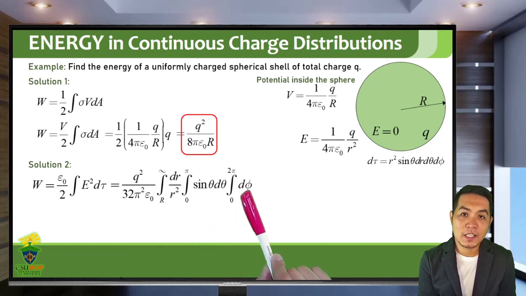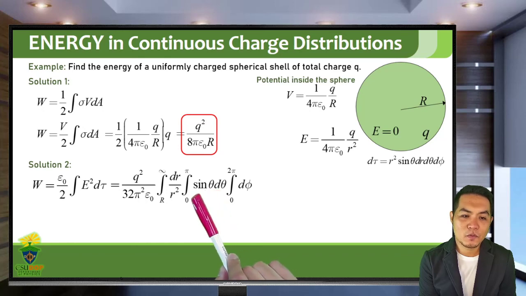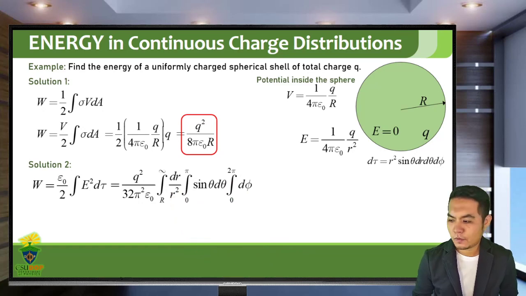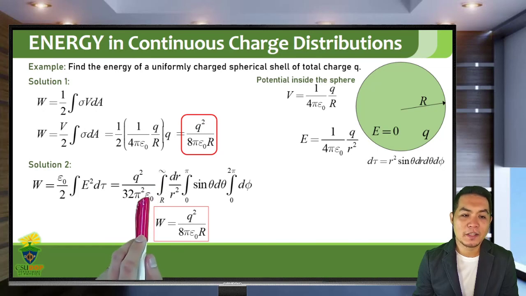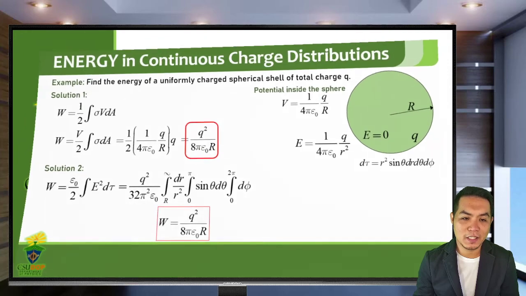Of course the phi integral is just 2 pi, and the integral of sine theta from 0 to pi will give you 2. So basically these two terms will give you 4 pi. And the r integral is basically negative 1 over r, but your limits here are from infinity to R. So you will have 1 over infinity minus 1 over capital R, and there's a negative sign, and your final result will be positive. Try to verify this result here. It's just an easy integral.